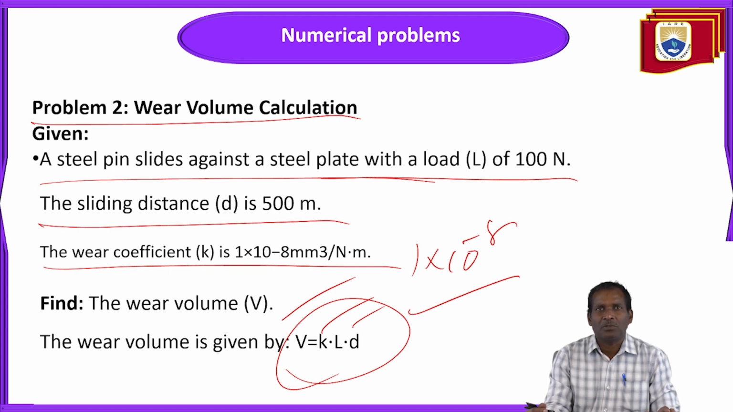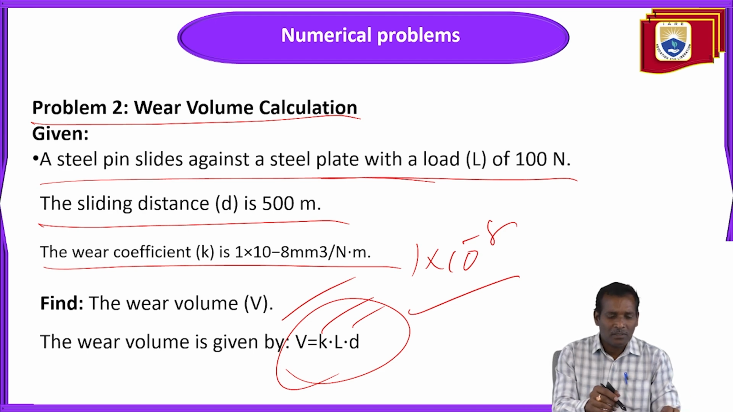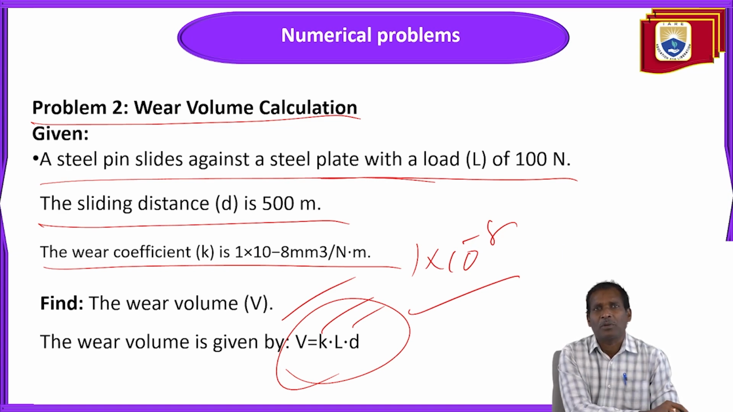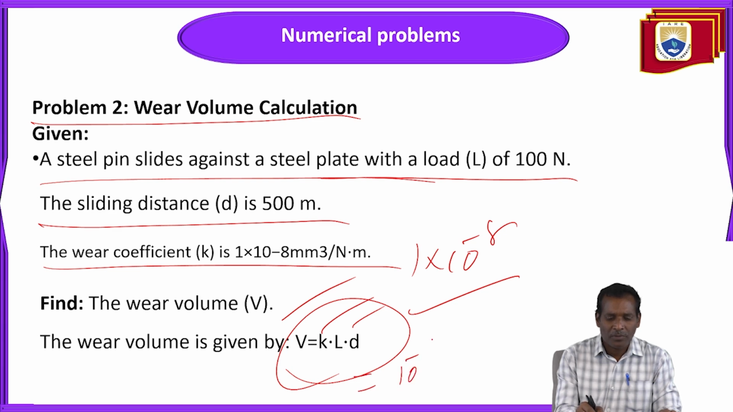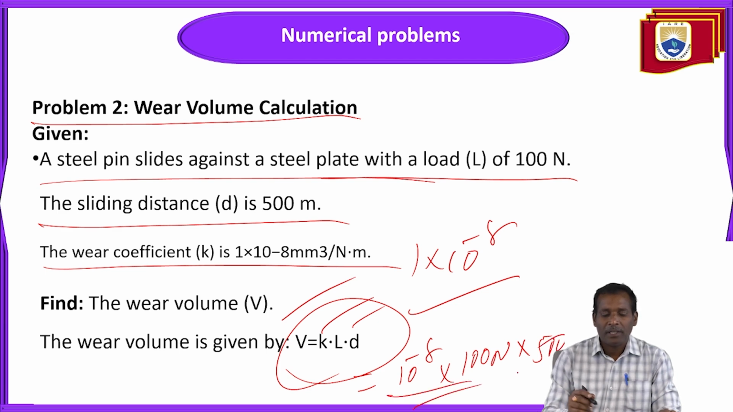The testing machine is used to calculate the wear volume and frictional force. In this numerical problem, the values of the distance and the load are given. We need to calculate only the wear volume, how much wear happened, using this K L D formula. Next, substitute: K is 10 to the power of minus 8, L is 100 newtons and D is 500 meters. So you will get the final volume in terms of mm3.